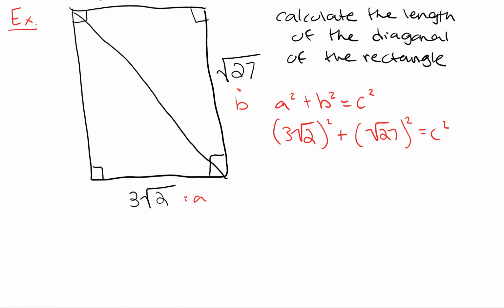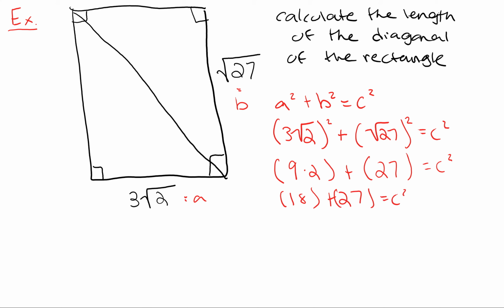So if we square 3 root 2, we get 9 times 2, because 3 squared is 9, and root 2 squared is just 2, and then root 27 squared is just 27. That's equal to c squared. So 9 times 2 is 18. 18 plus 27 is equal to c squared. So 18 plus 27 is 45. So 45 is equal to c squared.